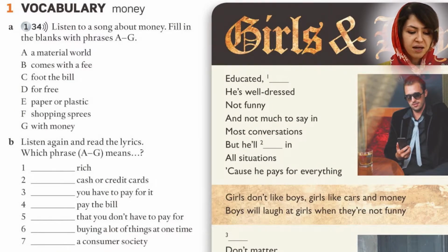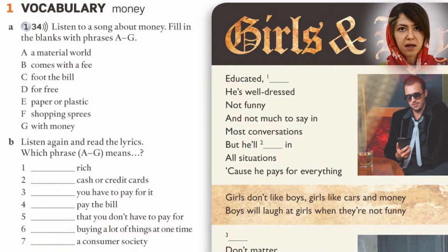And E, paper or plastic. So paper or plastic is number 2. Cash or credit cards. So in informal English, we call credit cards plastic. Okay, so we can call that plastic as well. But cash, again, is the money that you pay. Okay, paper money. Like this.